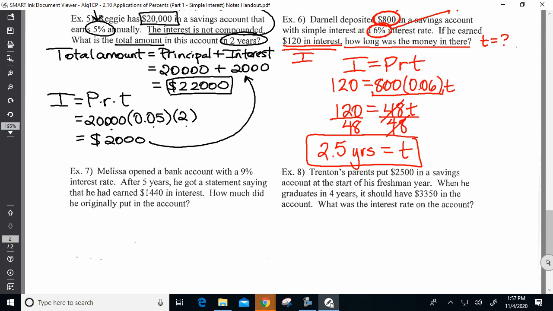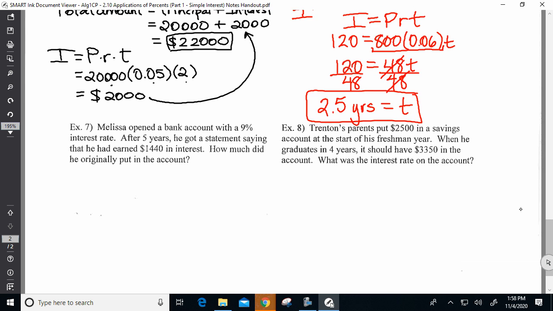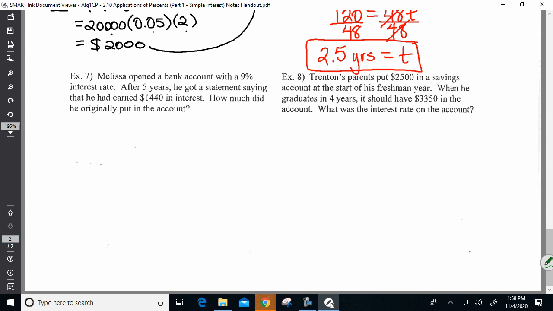Example 7. Melissa opened a bank account with a 9% interest rate. After 5 years, she got a statement saying that she had $1,440 in interest. How much did she originally put in the account? So, she opened the bank account. Notice, it didn't tell you how much she opened it with, but she opened the bank account. 9% interest rate. So we know we have an interest rate.